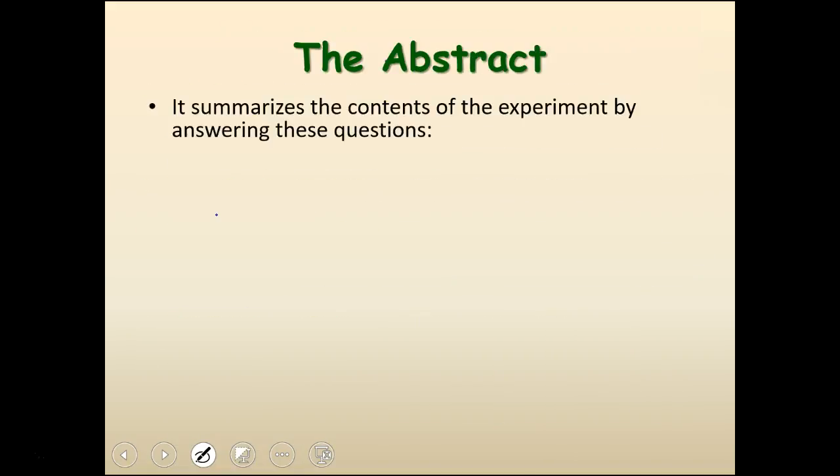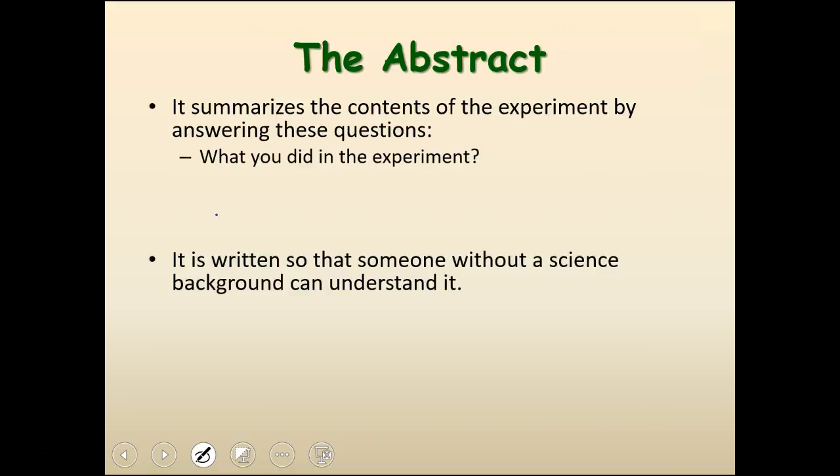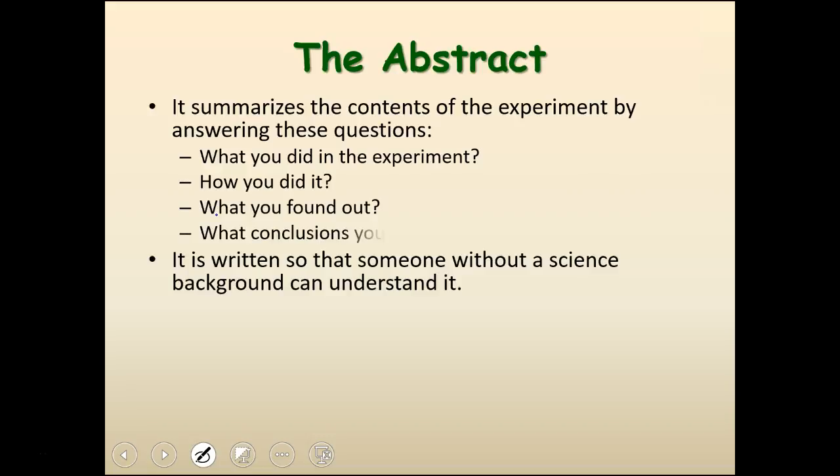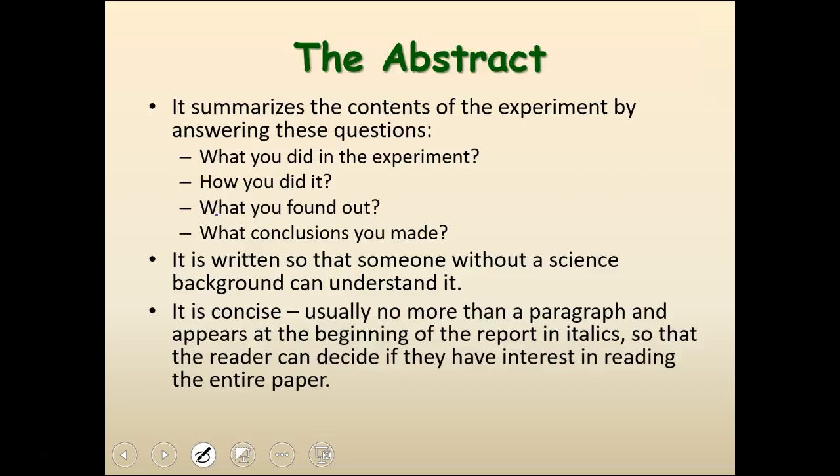So what is an abstract? An abstract summarizes the contents of the experiment by answering the questions: What did you do in the experiment? How did you do it? What did you find out? And what conclusions can you make? It's written so that each of these questions is answered in a single sentence or less. And you want somebody without a science background to understand what you're talking about, so you don't want it to be so scientific that it's off-putting for somebody who's not scientific, but you want it to be somewhat scientific so that it's not off-putting for somebody who is scientific. So you've got to find a balance there.